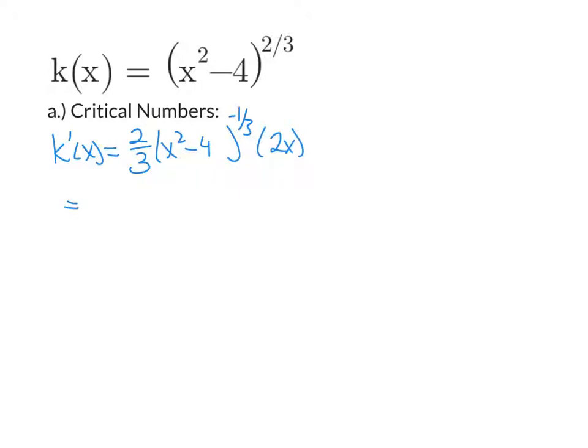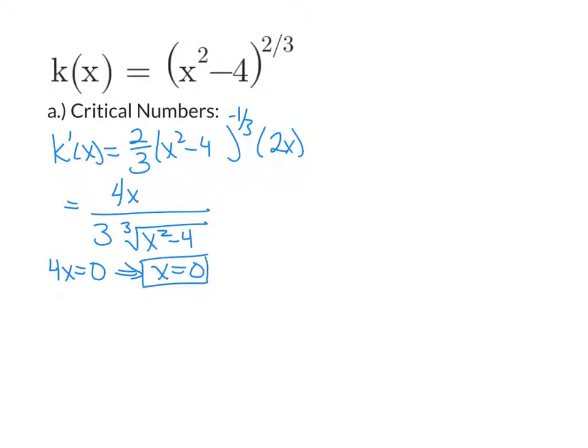Simplifying that, clean it up a little bit. 2x times 2 would be 4x in the numerator. And then we'll have 3 times the cubed root of x squared minus 4. Now that we have a fraction, we do have to worry about when this function is going to be undefined as well as when it's 0. The derivative will equal 0 when the numerator is equal to 0. So that would be when x is 0.